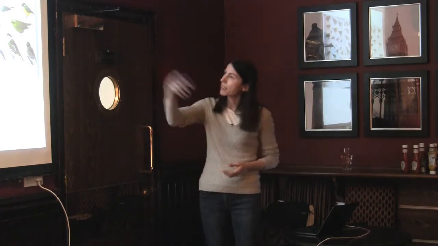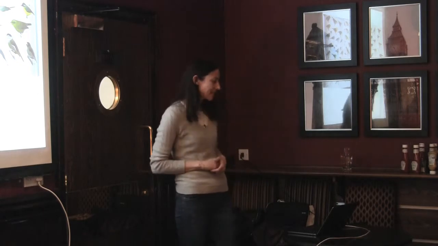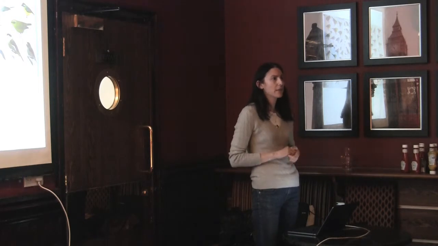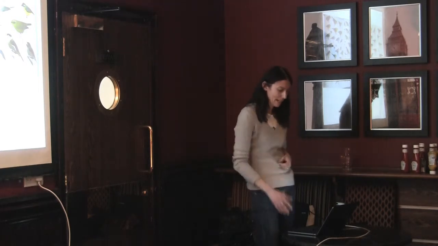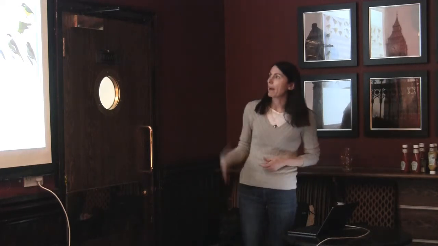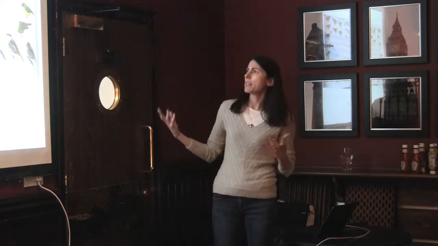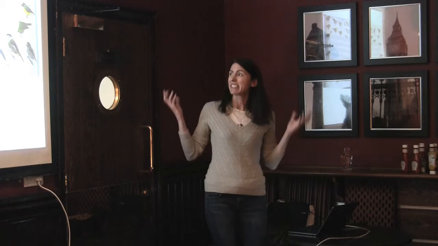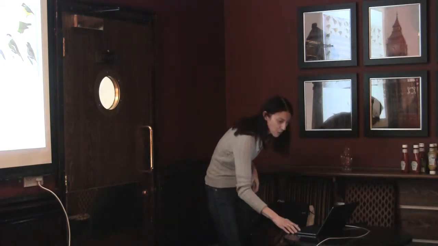So yeah, essentially you can hopefully see, just from looking at these plates, that previous taxonomists, people like Meyer, Mees and Reginald Moreau, who actually did a lot of work on the African white eyes, were really struggling with their taxonomy. And I kind of love this quote by Ernst Mayr. So he says, "I know of no other group of birds in which close relatives," and he gives some examples, "may differ more from each other than they do distantly related species. Indeed, some oriental species are almost indistinguishable from African forms, from which they must have been isolated since remote times." So he's also then, back in the 60s, before molecular genetics, really struggling with the taxonomy of this group.